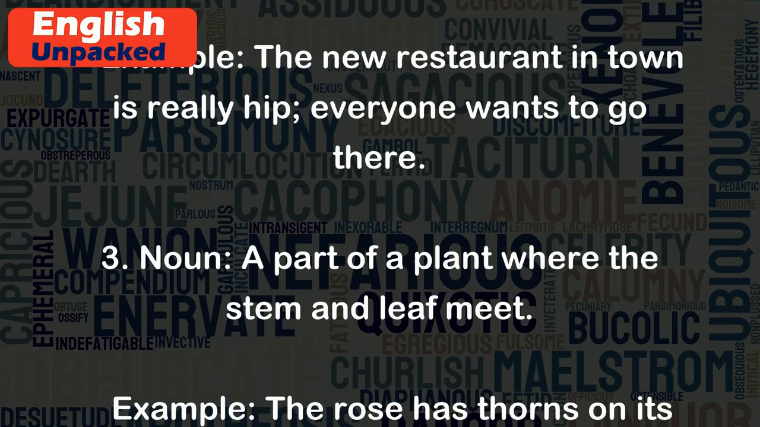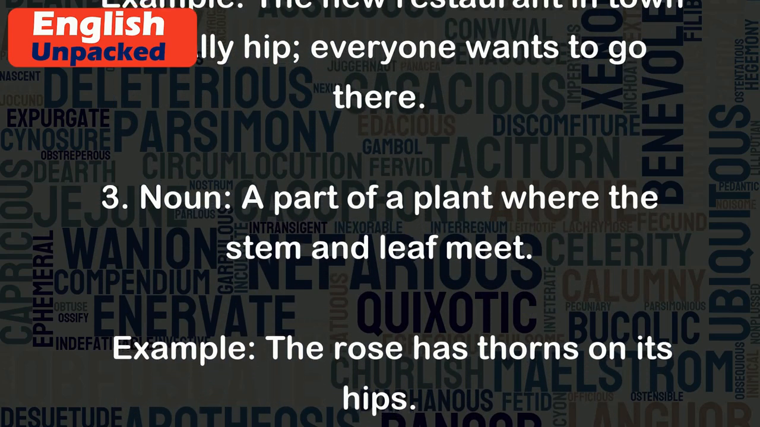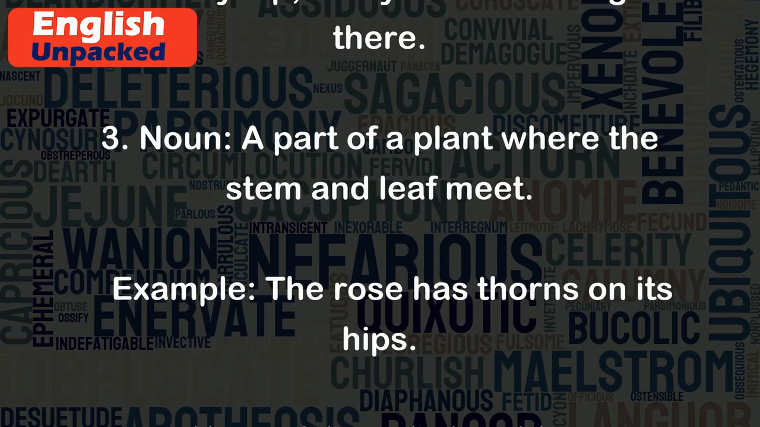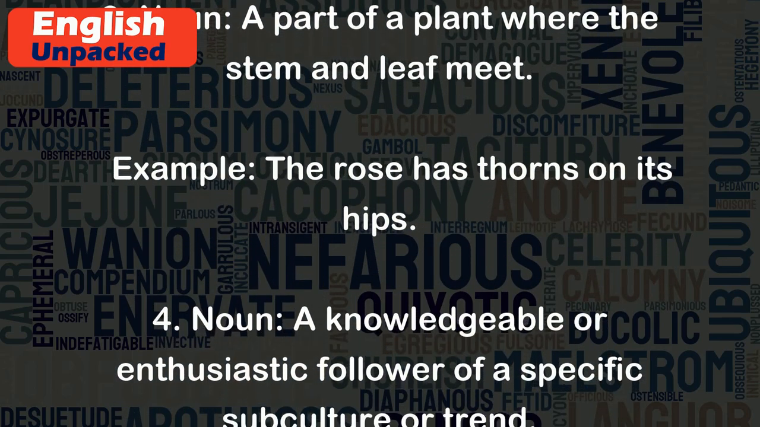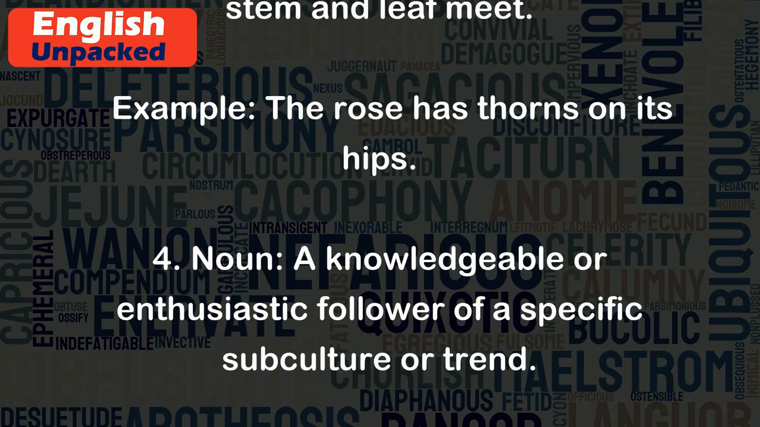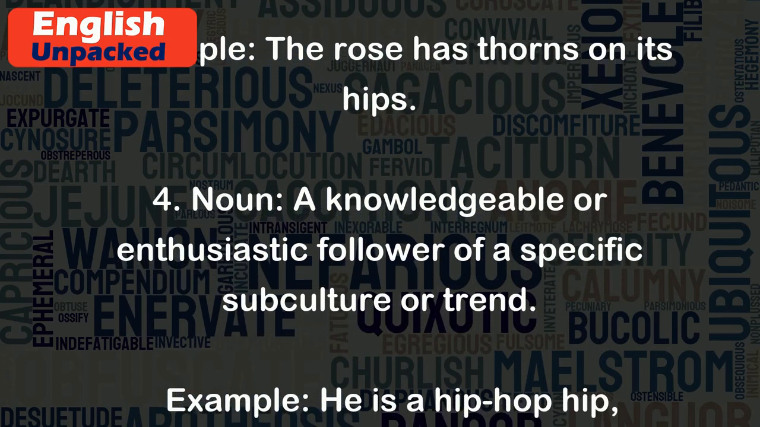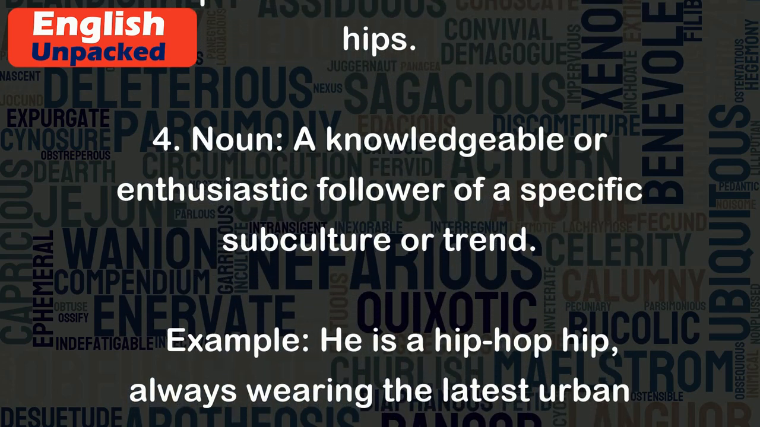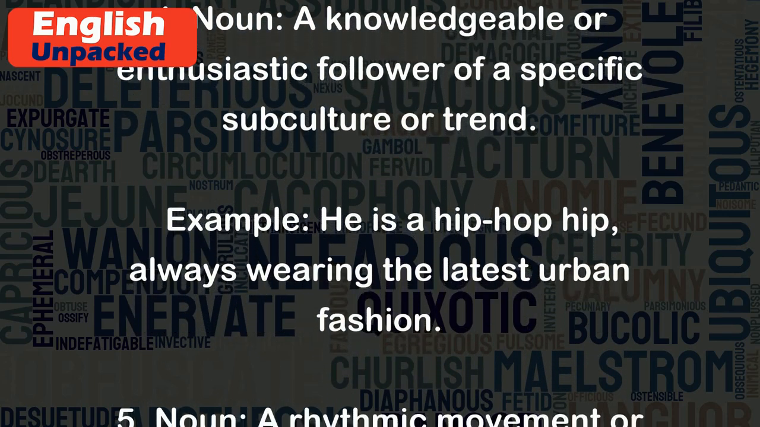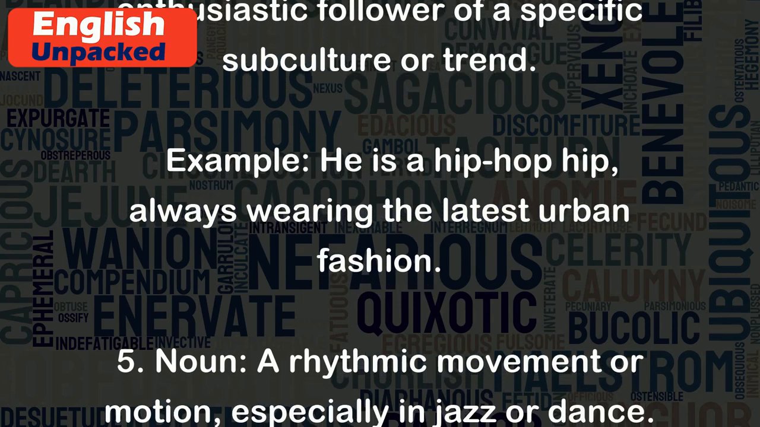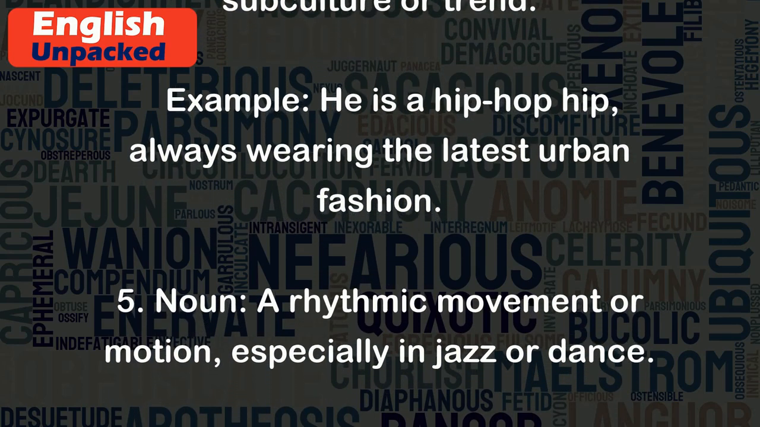3. Noun, a part of a plant where the stem and leaf meet. Example, the rose has thorns on its hips. 4. Noun, a knowledgeable or enthusiastic follower of a specific subculture or trend. Example, he is a hip-hop hip, always wearing the latest urban fashion.